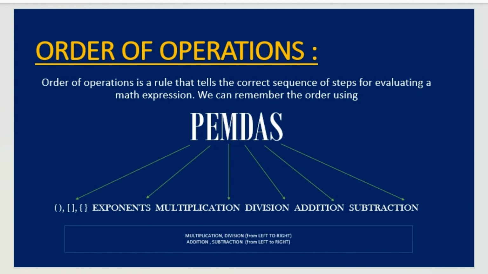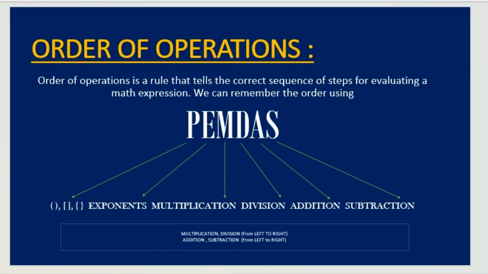Here we are going to review order of operations. Order of operations is a rule that tells the correct steps for solving a math expression. We can remember the order using PEMDAS. Oh, I know this. We read this in part 1 of Order of Operations. P is for parentheses, E is for exponents, M is for multiplication, D is for division, A is for addition, and S is for subtraction. Do you know the most important part?